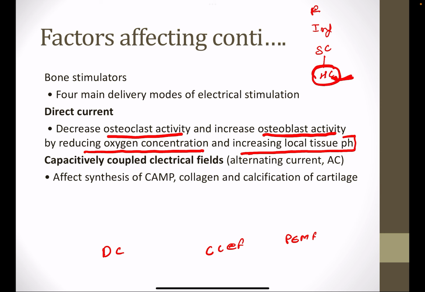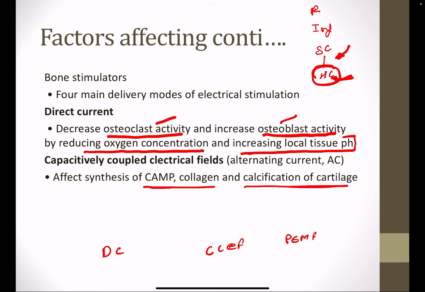Simple. Direct current decreases osteoclastic activity and increases osteoblastic activity by reducing the oxygen concentration at the fracture site and increasing local pH. See, all these topics are theoretical. That's why I separated this video from the direct healing video. The next one is the capacitively coupled electrical field. It affects the synthesis of cAMP and collagen, and also calcification of cartilage. So it basically affects the stage of conversion of soft callus to hard callus.